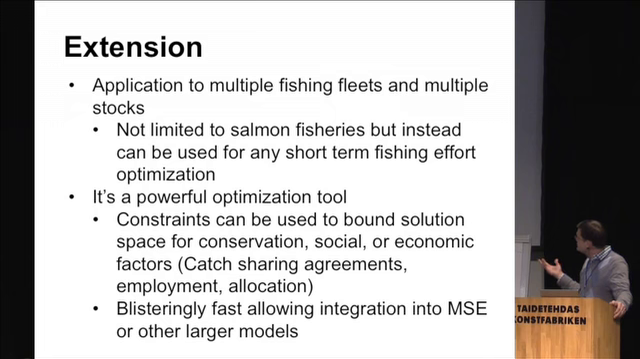One of the other interesting things about it is that the constraints don't have to be biological constraints. If you can imagine something that's constraining your fishery, you can write an equation to constrain your solution space. A couple of examples of stuff I've played with are looking at catch sharing agreements, looking at, rather than maximizing harvest from the system, maximizing employment, looking at allocation between different fishing fleets.